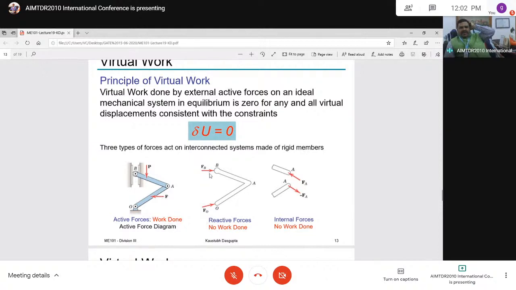These are the reactive forces at this point and this point, and these are the internal forces like tensile and compressive. In general, if you take a real system, we will consider three types of work done: due to the external forces, due to the reactive forces here and here, and due to the internal forces, like when a member is tensile or compressive. Accordingly, we consider the total work done.